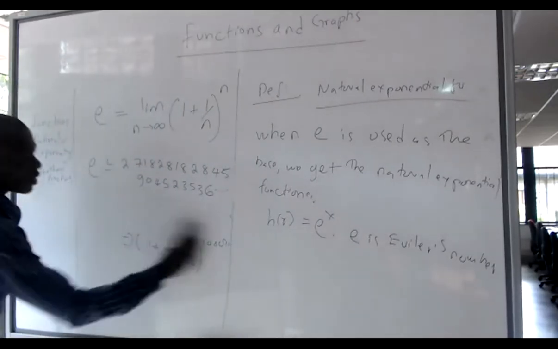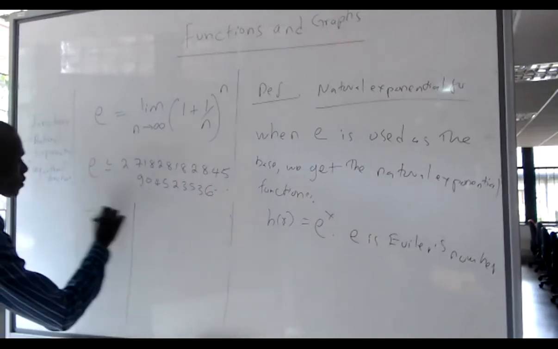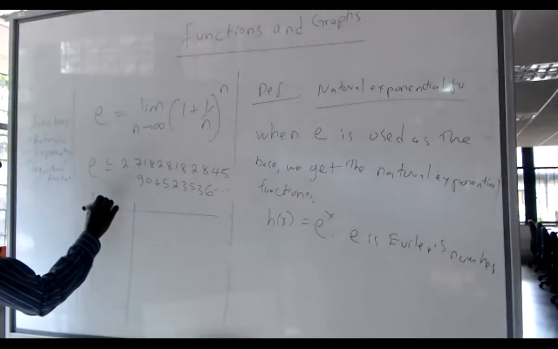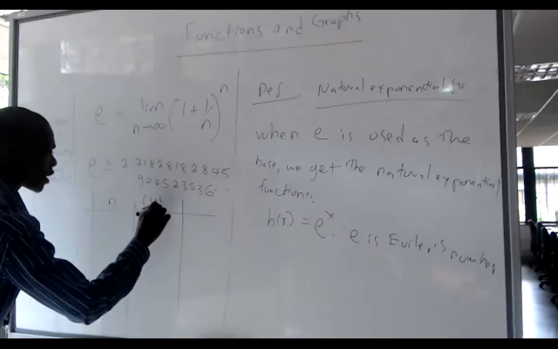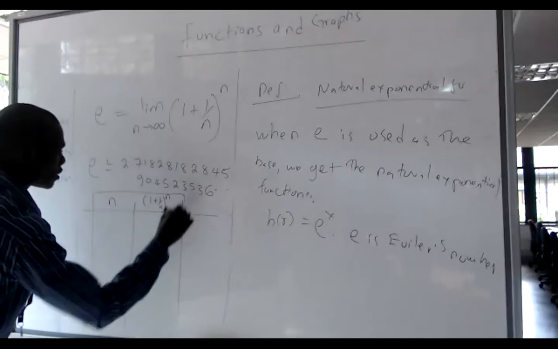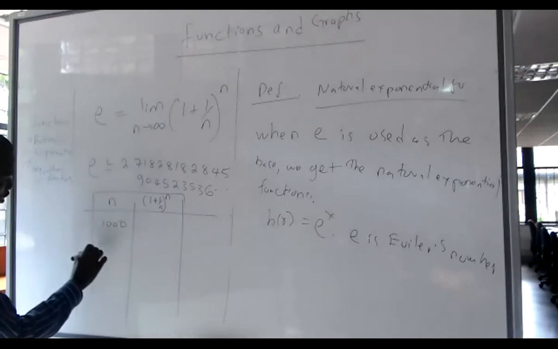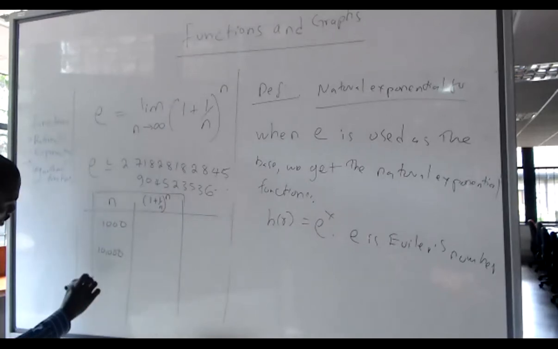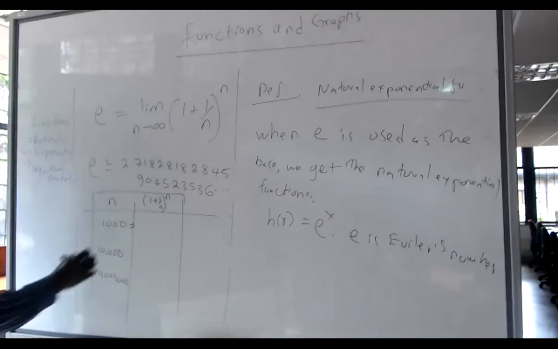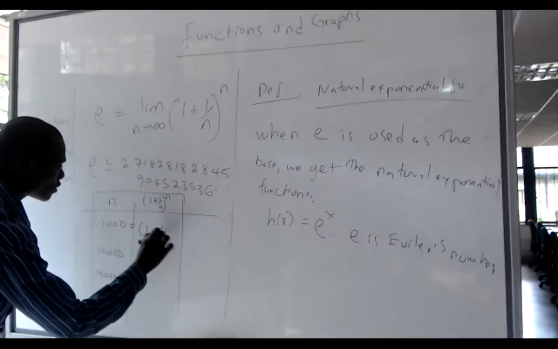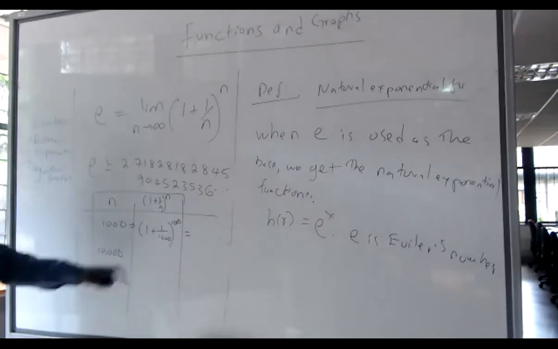For example, let us do some simple activity here. I hope you guys have calculators. We want to compute 1 plus 1 over n raised to n. Let's see what we get. So let's start maybe with 1,000. Then we go to 10,000. Then we will do 10 million. So here, compute for me 1 plus 1 divided by 1,000, all of this raised to 1,000. Just put this in your calculator.